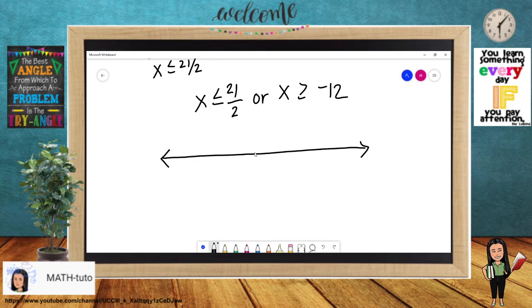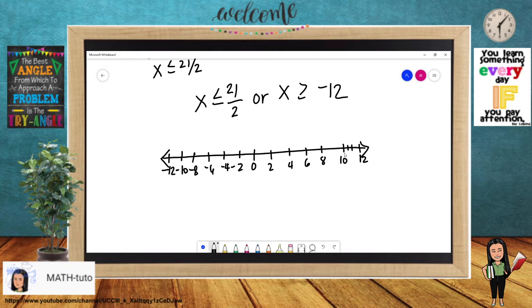I'll just count by 2, okay? So, 2, 4, 6, 8, 10, 12. This is negative 12. Okay, and then 21 over 2 is 10 and a half. Right? So, 12 is here. It will land in between, and in between again from this. That is 21 over 2.